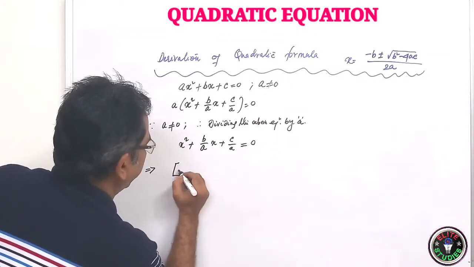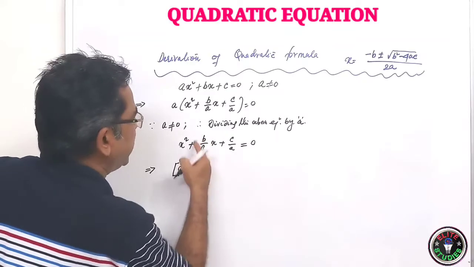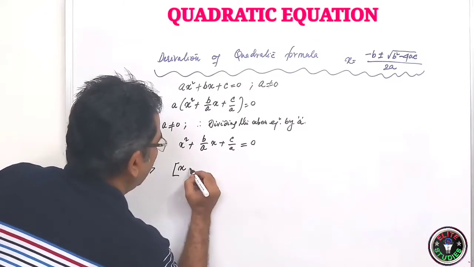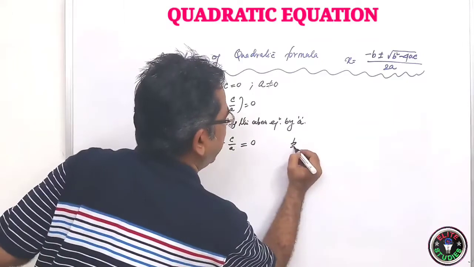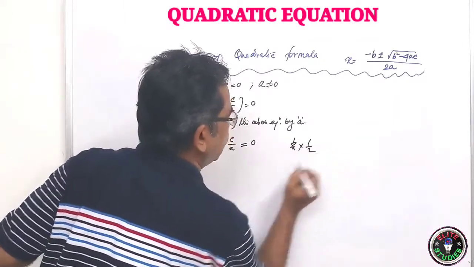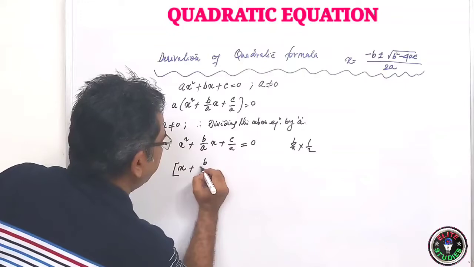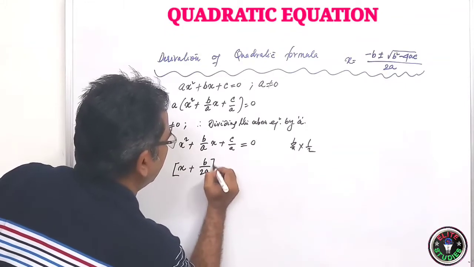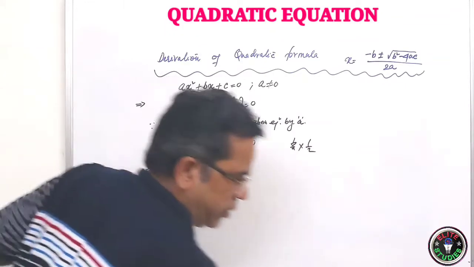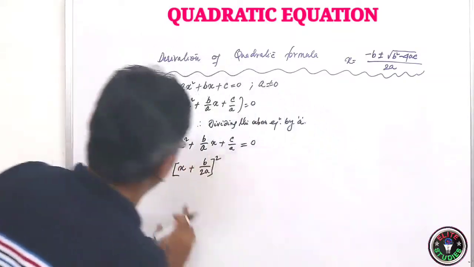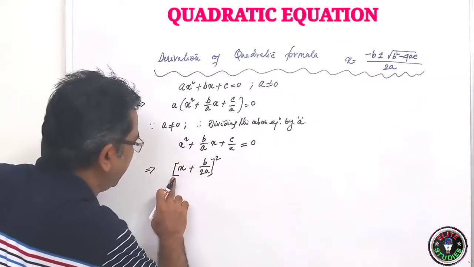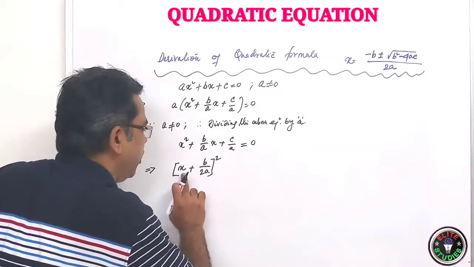You put the x here. Then what is the coefficient of x? b by a. You just simply multiply by 1 by 2. b by a into 1 by 2, so it will be b by 2a. Put the square here. This is the squaring method. Again I will repeat: this bracket will always be there, this x will always be there.